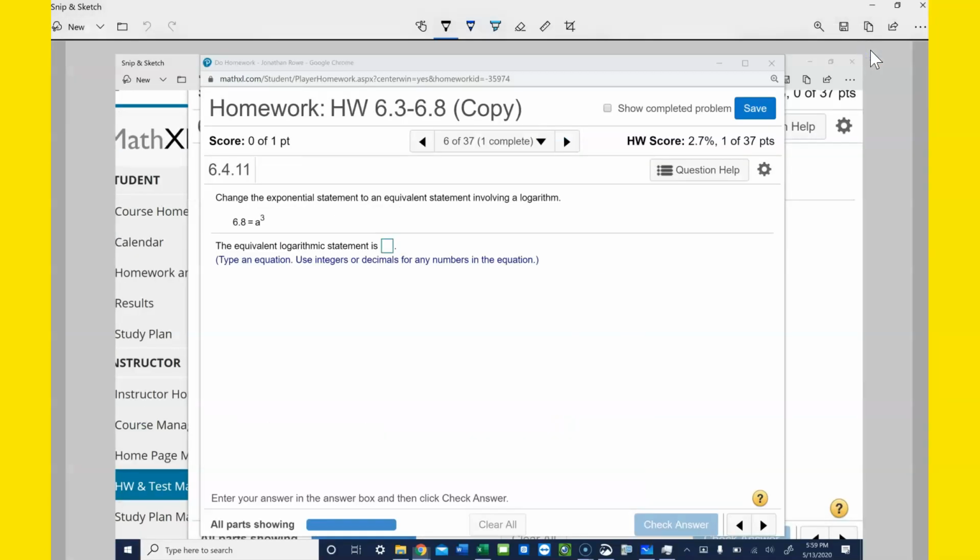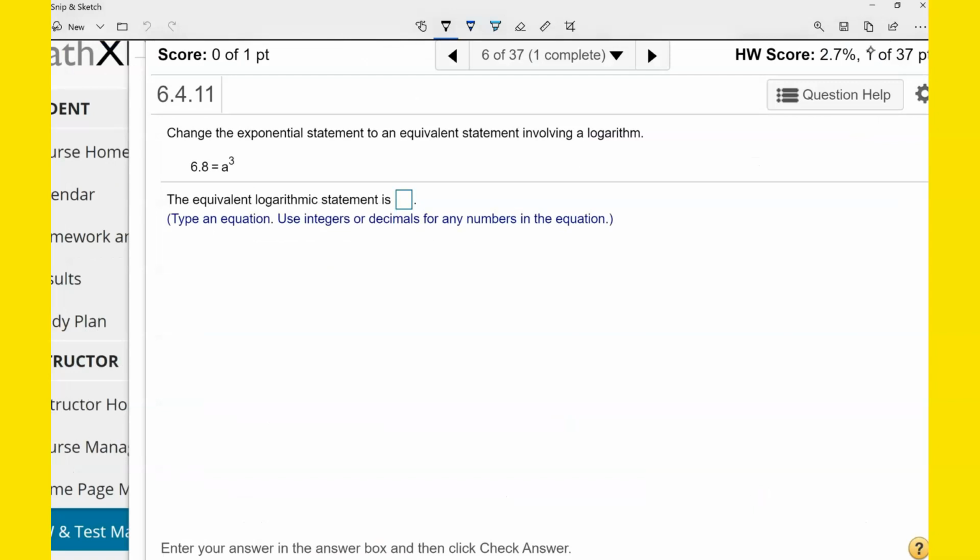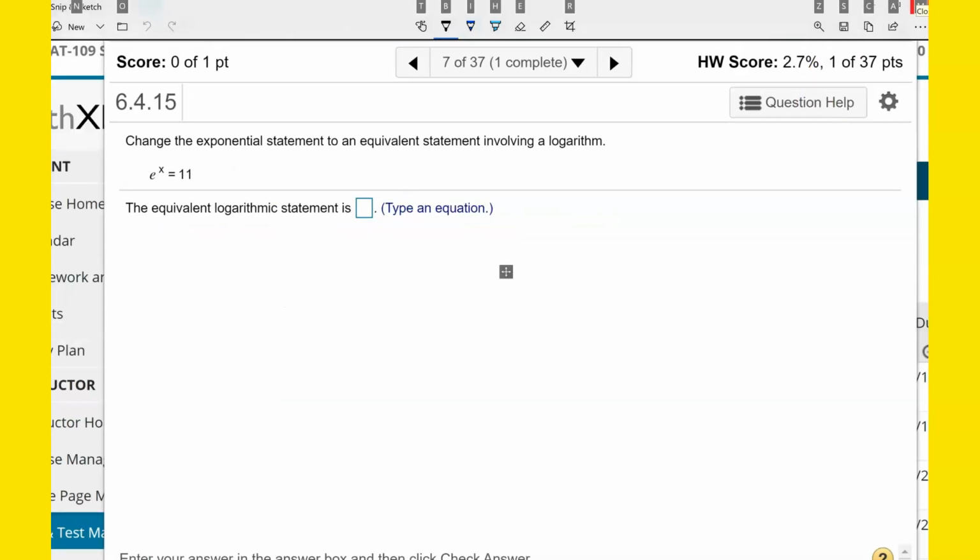Okay. This will be log base what? Log base A of 6.8 equals 3. The next one involves e, the natural number. Okay, so we would say log, well, this isn't really what we would do. I'm just going to go through the thought process, but then show you the final answer. We would say log base what? The exponent on what? The exponent on e that gives you 11 is x, but that's not how we do it.